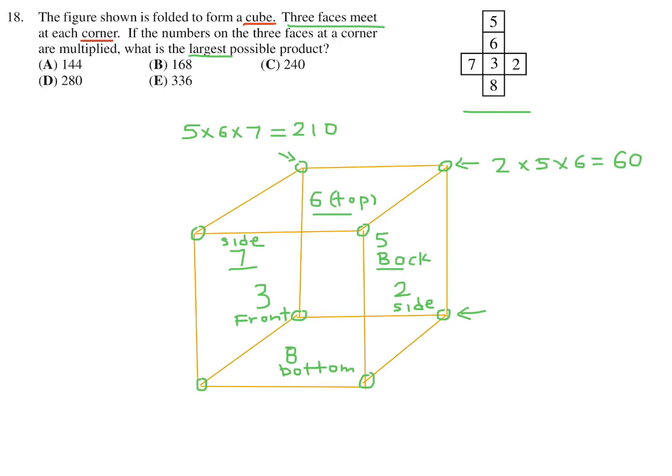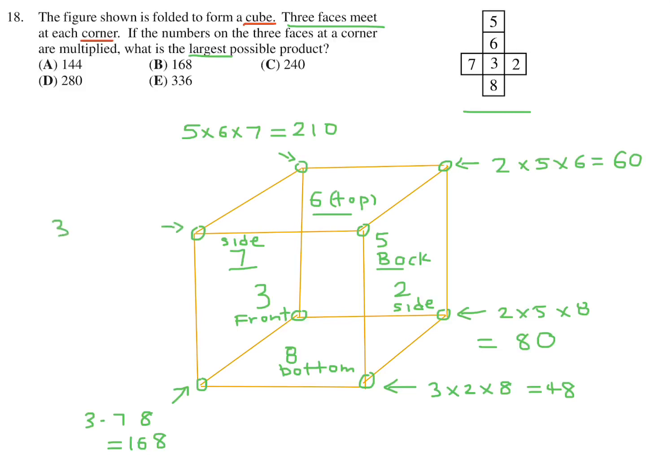This one here is 2 at the side, 5 at the back, and 8 at the bottom, and that would be 80. And similarly, I hope you understand what's going on so far. This is going to be 3 and 2 and 8. This is 48. This corner here gives numbers 3, 7, and 8, which is 168. And finally, I think we've got 2 more left.